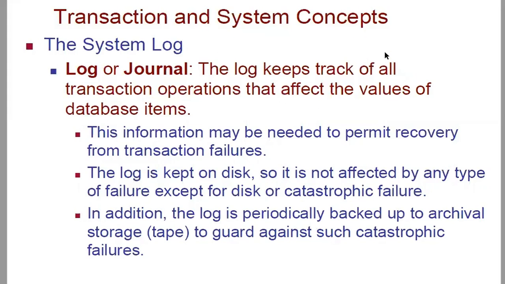Now the other aspect related to the transaction is the system log. This is also one of the important things we have in databases. The system log, sometimes called the data dictionary, will record your entire transaction from starting point to final ending point. Otherwise we call it a journal. The log keeps track of all the transaction operations that affect the values of database items. So whatever transaction or operation you are doing in the database, everything will be recorded in the log file or the journal file.